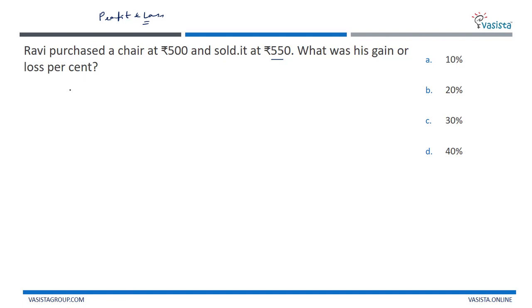So now they have given the cost price. Cost price is equal to 500 and selling price is equal to 550. Now compare selling price and cost price. So SP is greater than cost price. That's what Mr. Ravi is going to gain or profit. He is going to make a profit in this particular transaction, right?